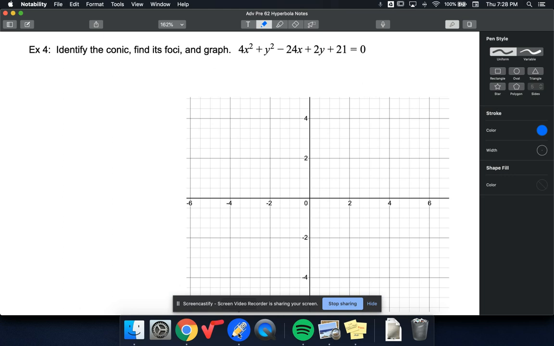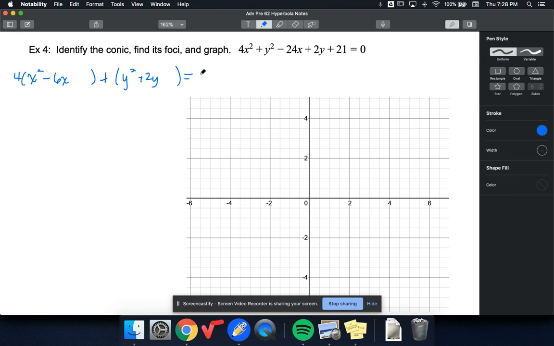All right, so in this problem, we're asked to identify the conic that we've been given, find its foci, and graph it. So I'm going to start by completing the square and see what I get. I'm going to take out my 4 from my x terms. That's going to give me x squared minus 6x. I'll leave myself a space. There is nothing to factor out of the y. So I'm going to call it y squared plus 2y, leave a space.